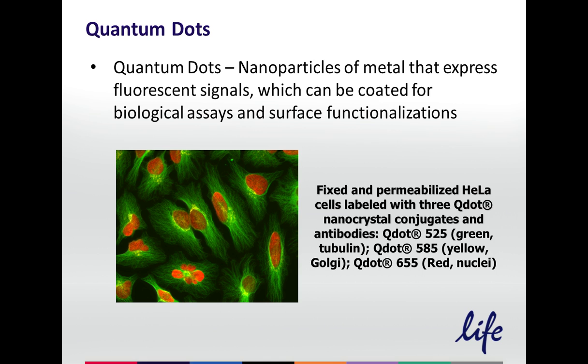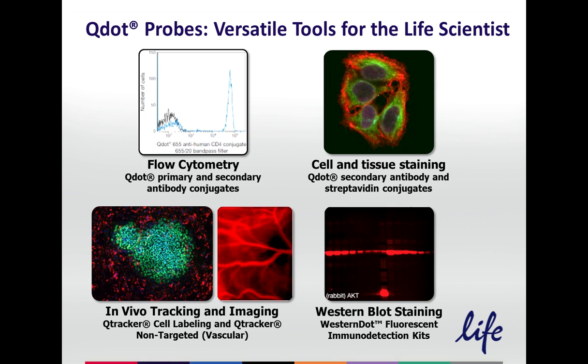Here's an image with 3 Q dots on it, for instance: 525 on tubulin in green, 585 in yellow for Golgi bodies, and a 655, which is red, for nuclear labeling. Q dots have been used now for a wide range of assays, cell labeling, flow cytometry. We have a couple Western blot kits now, as well as in vivo imaging. For in vivo, you can inject Q dots, like our Q-Tracker non-targeted, into the vasculature to look at vascularization of tumors, for instance.